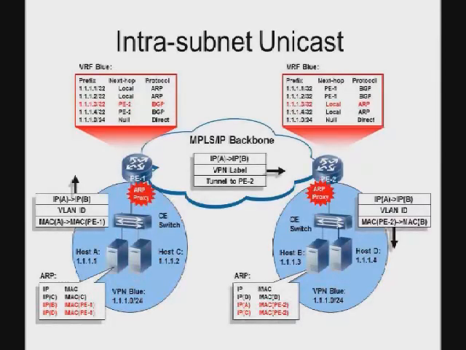This is an example of an intra-subnet unicast. On each PE router, its local C host ARP entries will be learned automatically, and host routes for their local C hosts will be automatically generated according to their ARP entries. And then these host routes will be distributed across the backbone with the existing layer 3 VPN signaling.